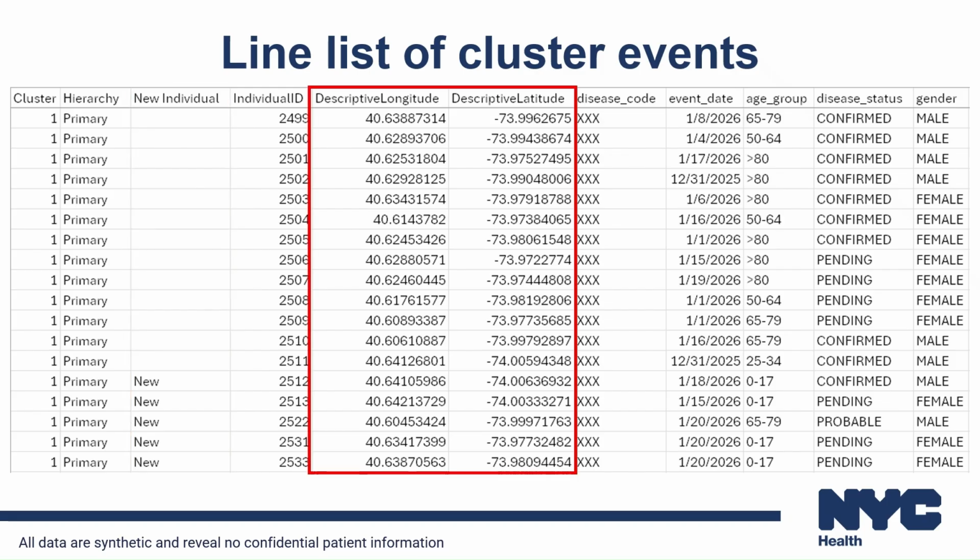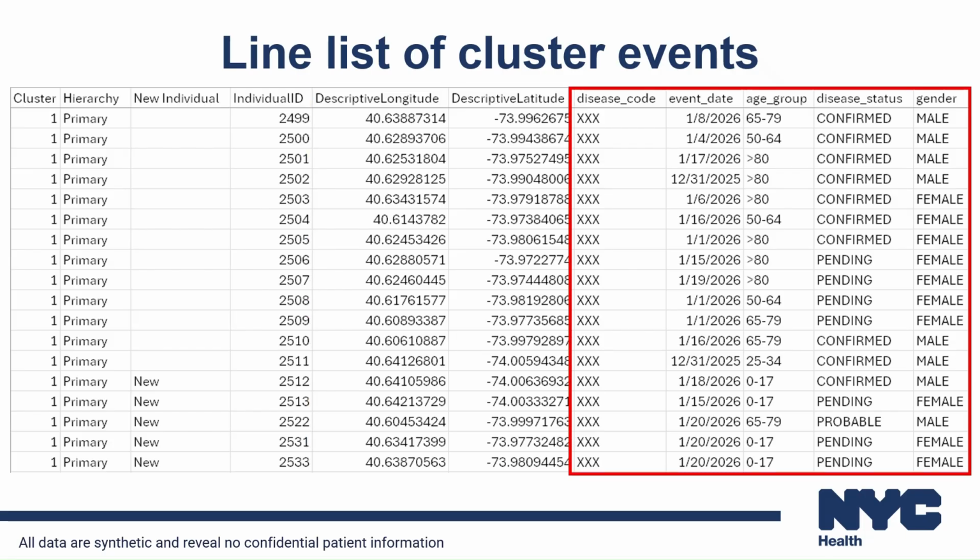The line list can also include descriptive longitude and latitude coordinates for each event. These allow you to display individual case locations on a map. These aren't the coordinates used in the analysis, which are the coordinates of the census tract centroids listed in the coordinates file. The line list also contains any other characteristics included in the case file and specified in the case file import wizard.